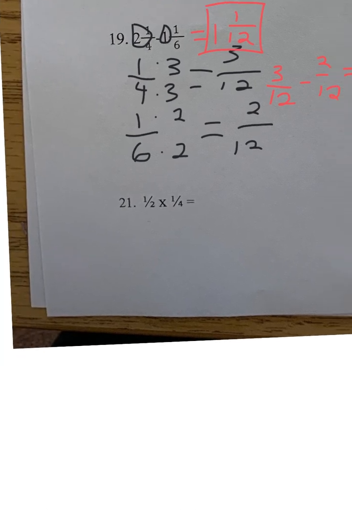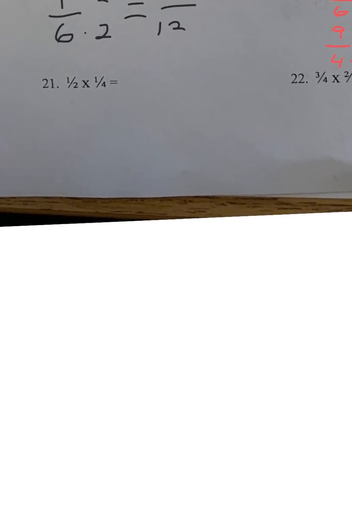All right, moving on to number 21. This one is 1/2 times 1/4. I'm going to rewrite it just because the diagonals confuse me a little bit. So I'm going to do 1/2 times 1/4. And this one's nice. I can just multiply across the top and multiply right across the bottom. 1 over 8 is going to be my answer.